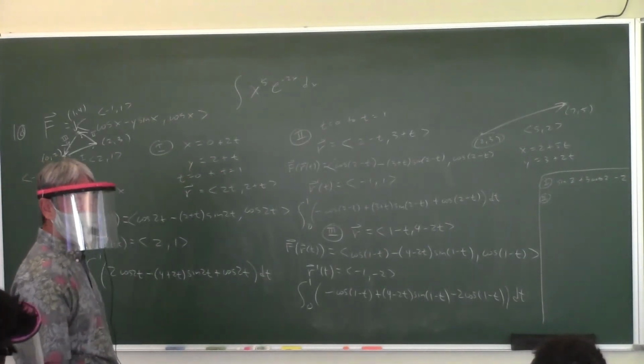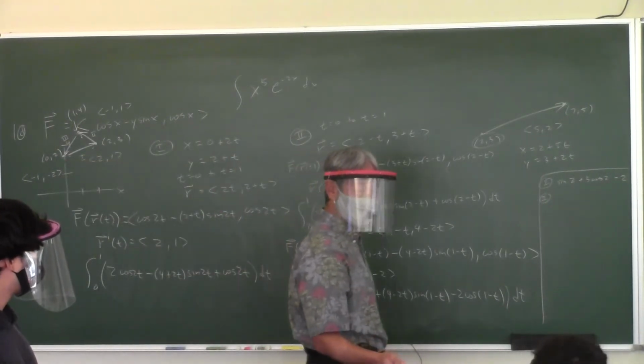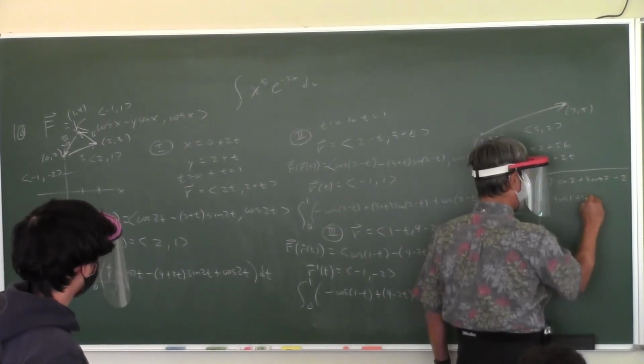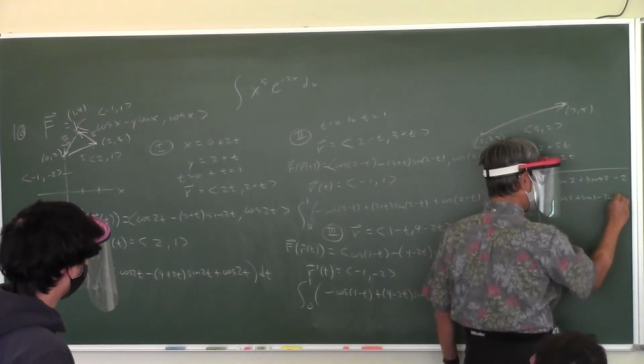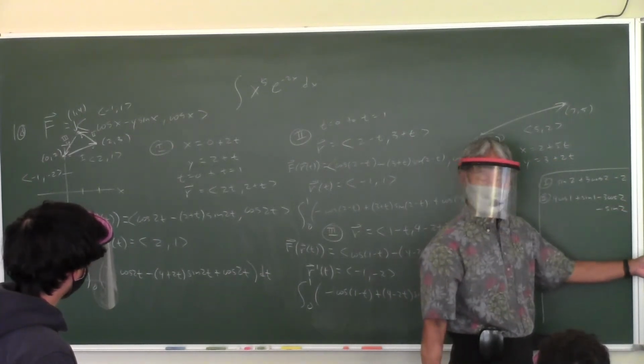Okay, who's responsible for path 2? You guys verified your answer? Okay, what is it? 4 cosine 1 plus sine 1 minus 3 cosine 2 minus sine 2. Park, did you verify this one?